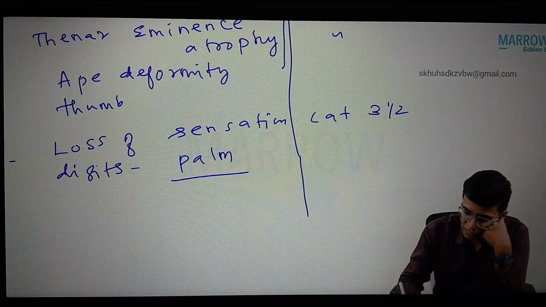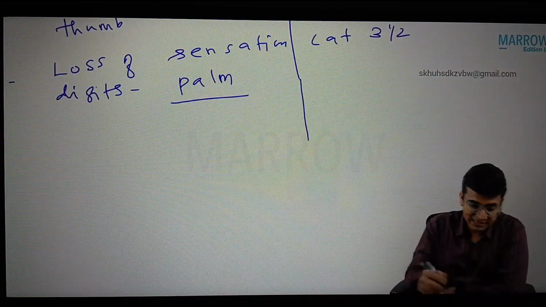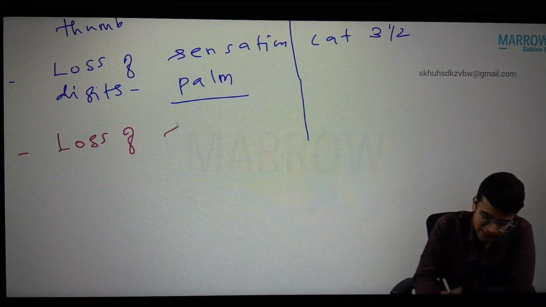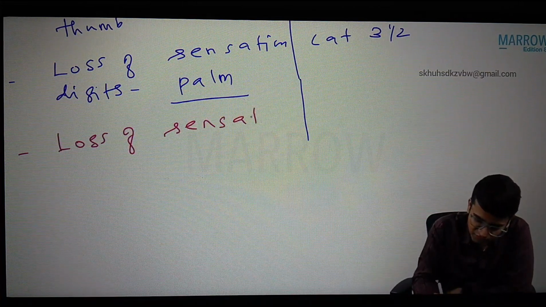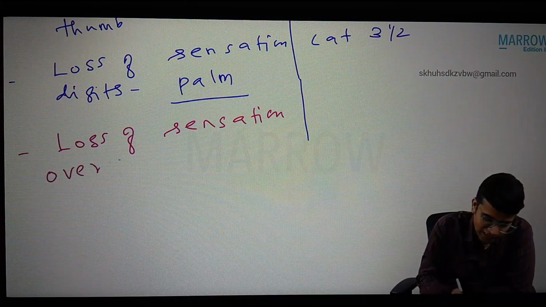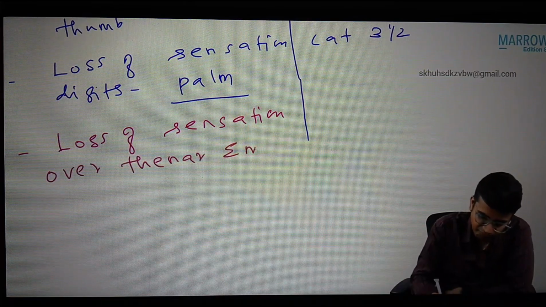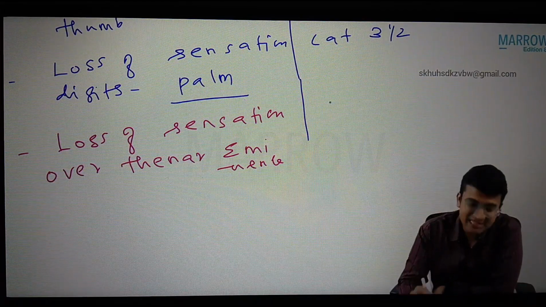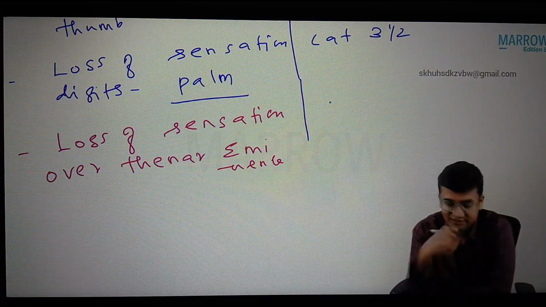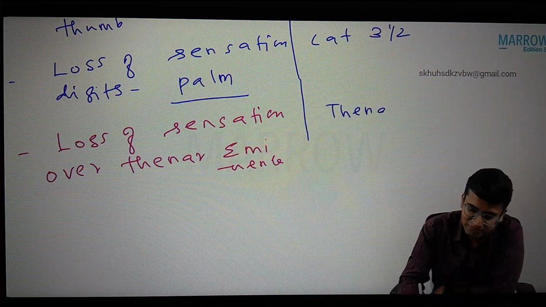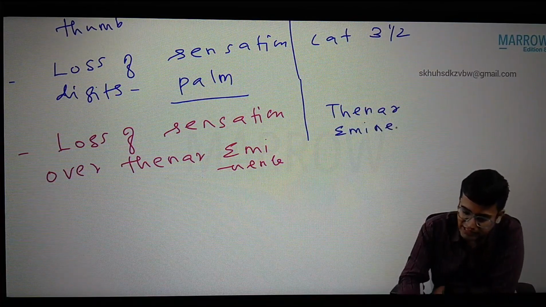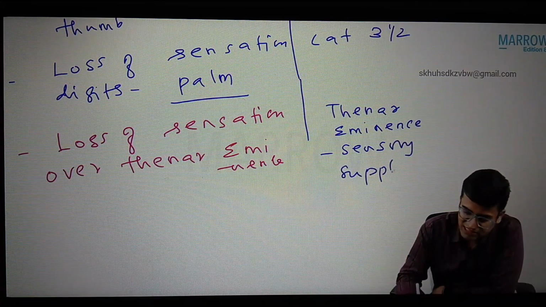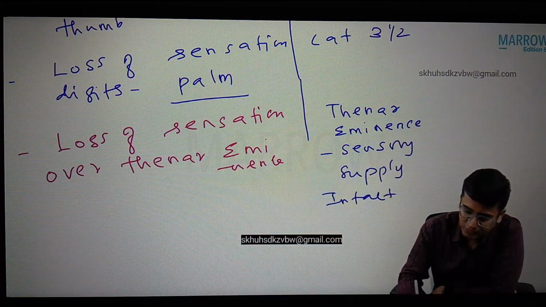Okay. Next, what about the sensory supply of the thenar eminence? In the wrist injury, there is loss of sensation over the thenar eminence. But in carpal tunnel syndrome, the sensory supply of the thenar eminence is intact.